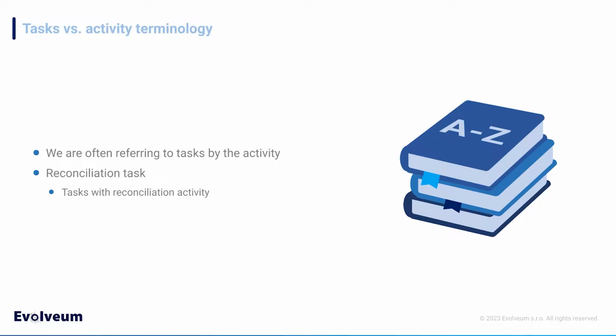What is important is also the terminology, because when we are speaking about tasks, we are often referring to them by the activity. So if I'm, for example, saying reconciliation task, what I really mean on a technical level is a task with reconciliation activity inside it. But because we need to understand each other, and of course it's maybe more comfortable to just say reconciliation task or live sync task, we are usually using this terminology even in the documentation.